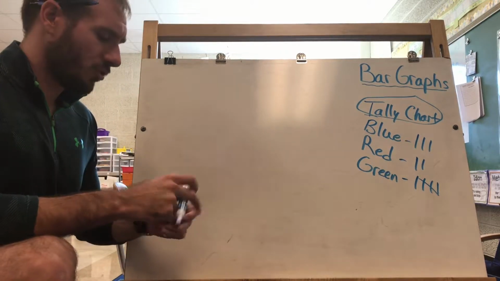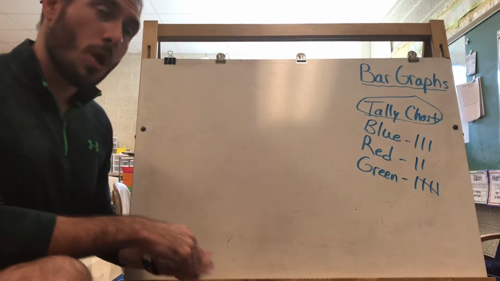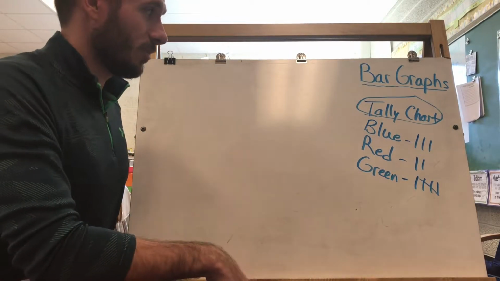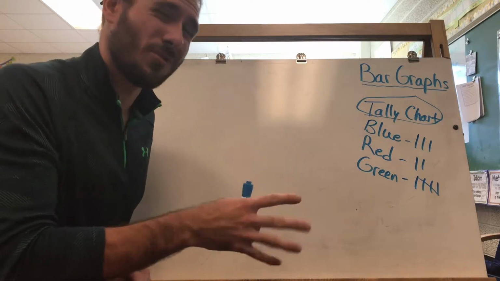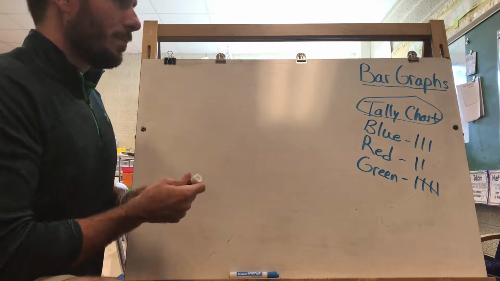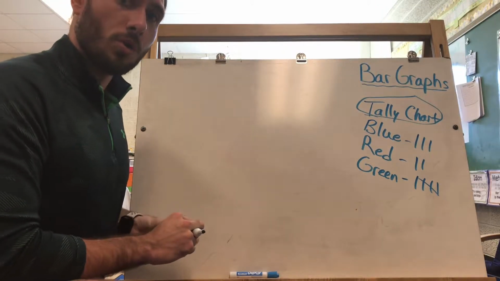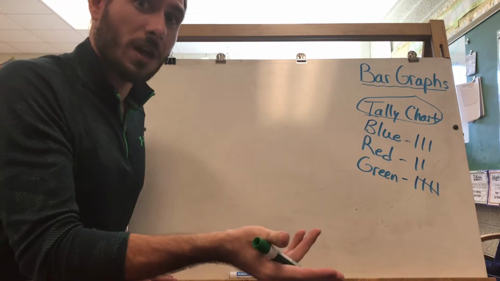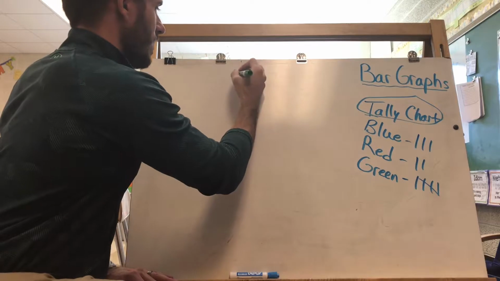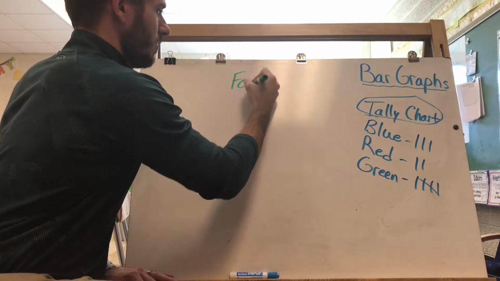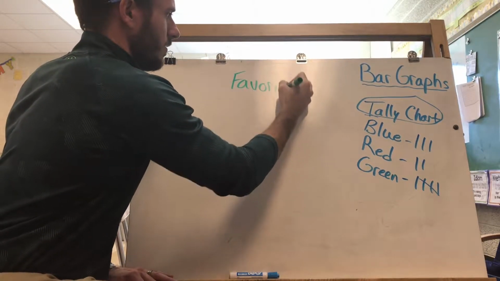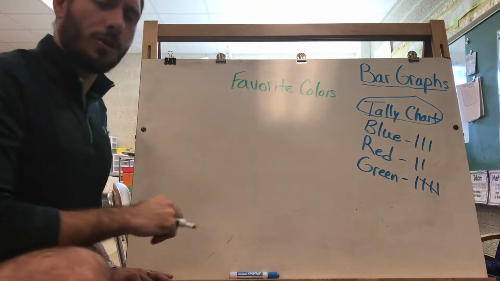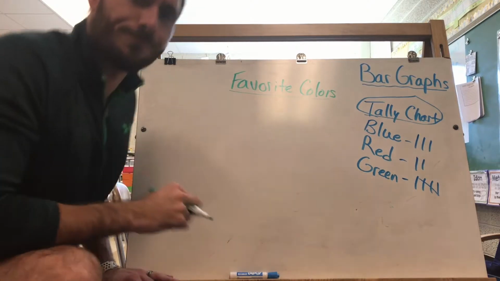So once we have the information, we want to figure out step 2, which is creating a title. So based off our information from the tally chart, I kind of already gave you a little hint of what the title might be. But if we're going to start making a bar graph, we're going to create a title. So I think for this one will just be favorite colors. All right. So at the very top is where our title goes. Favorite colors. Okay. And I'll just underline it.